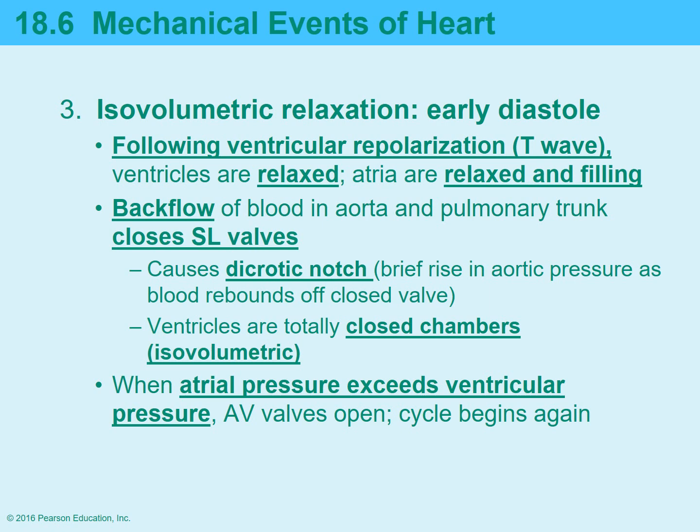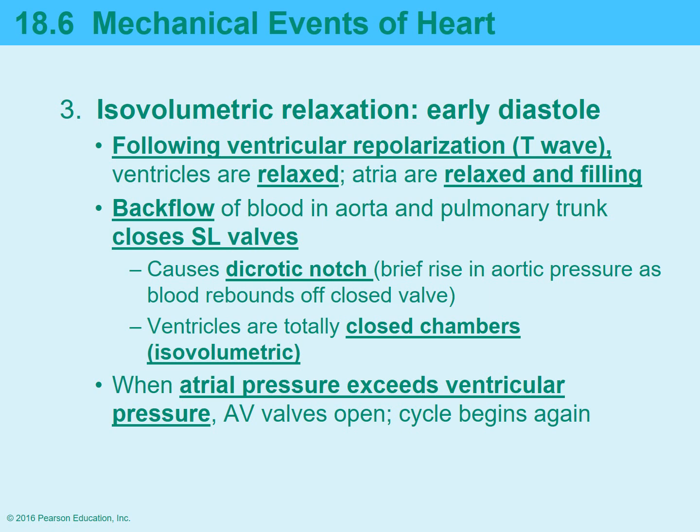Isovolumetric relaxation is going to be the very early diastolic phase. Following the ventricular repolarization, that's the T wave, the ventricles are now relaxed. The atria are also relaxed. They're filling up with blood. The backflow of blood in the aorta and the pulmonary trunk will close those semilunar valves. The ventricles right now are totally closed chambers, because now all 4 valves are initially closed.